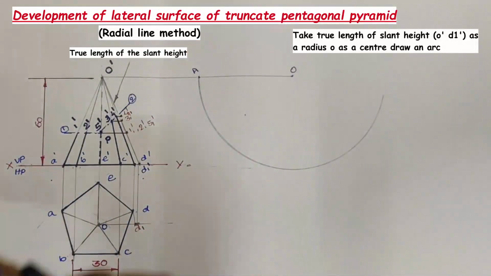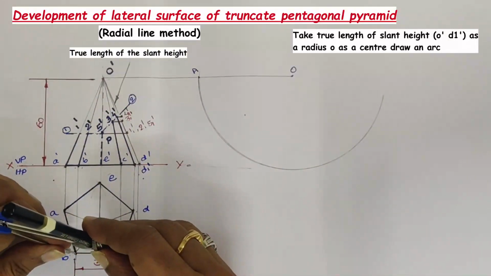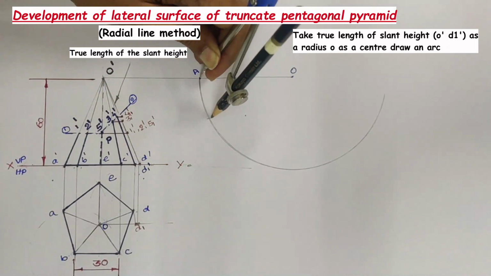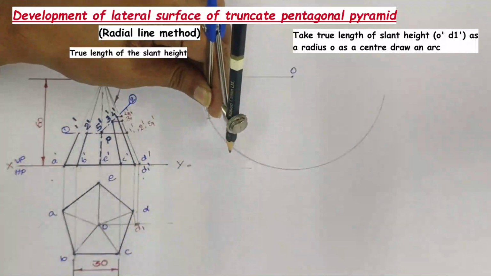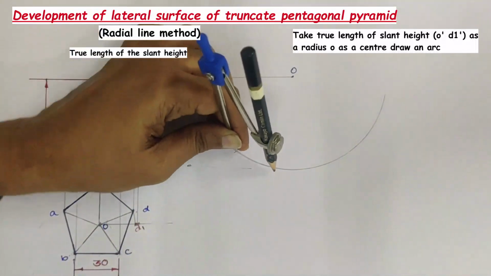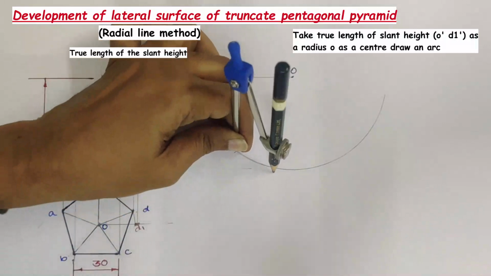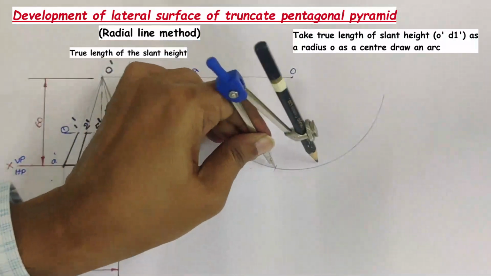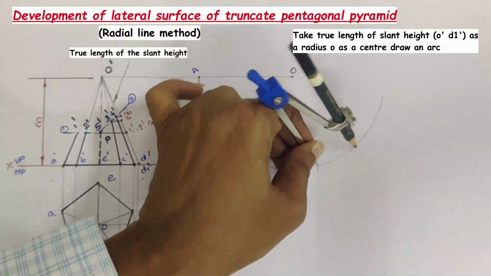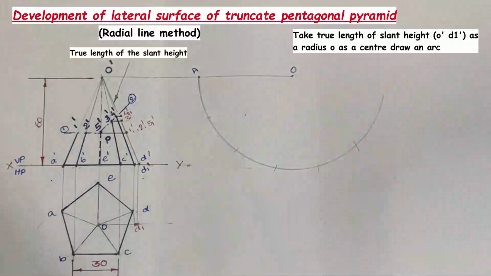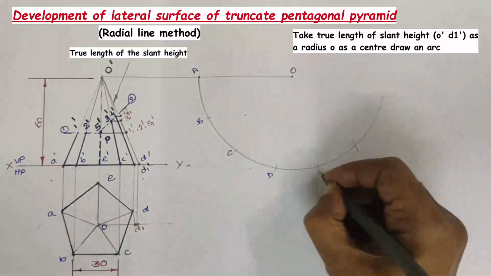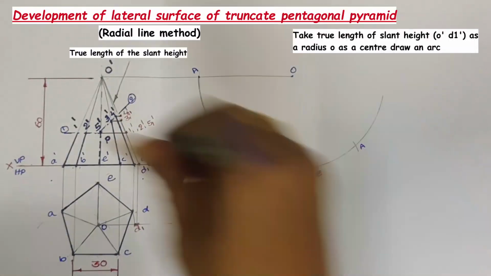With A as a center, base side of the pentagonal pyramid, say 30 mm, as a radius, draw an arc on this arc. Then name this point as B. With B as a center with the same radius, say 30 mm, draw an arc. Then name this point as C. With the same radius, draw another arc and name this point as D. With D as a center with the same radius, draw an arc, and name it E. With the same radius, draw an arc, and with that you will get point A. So name these points as A, B, C, D, E, A.